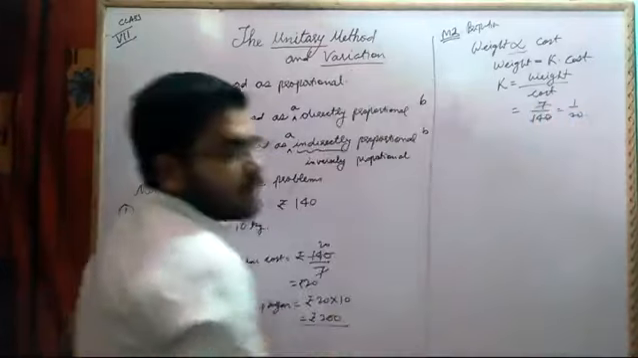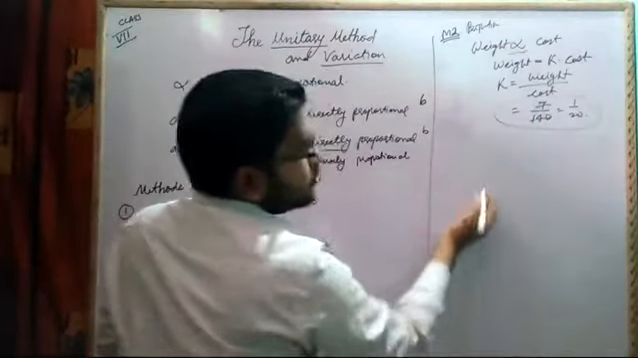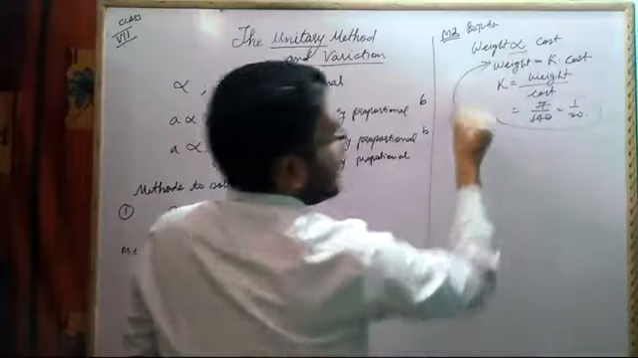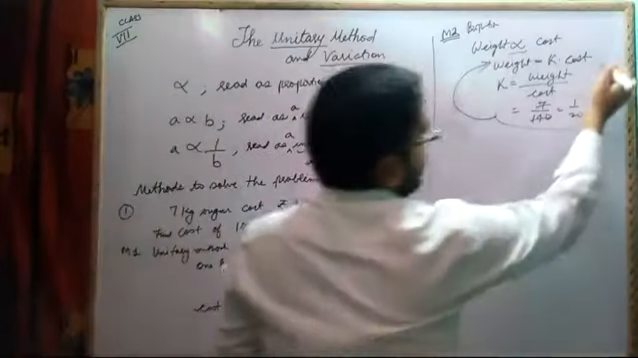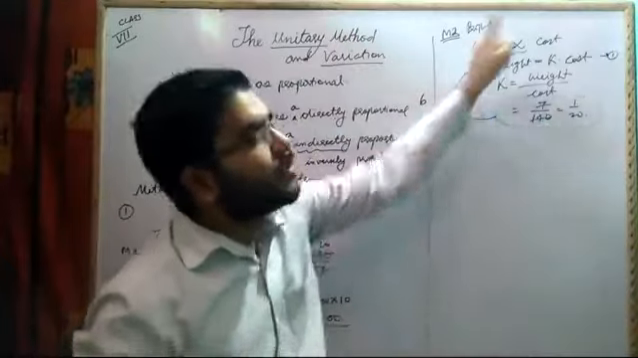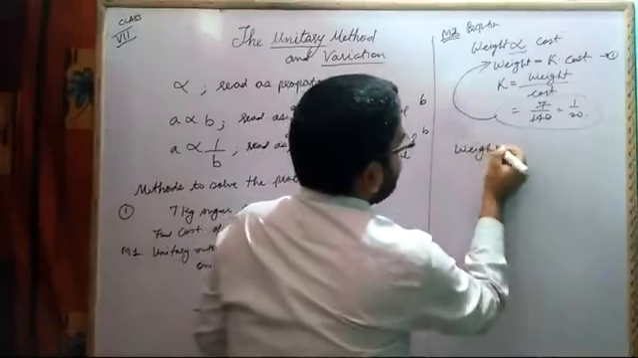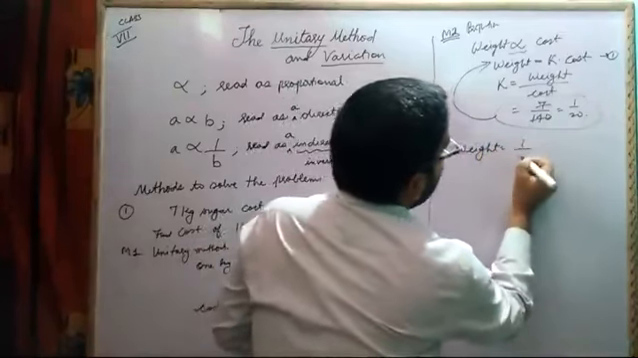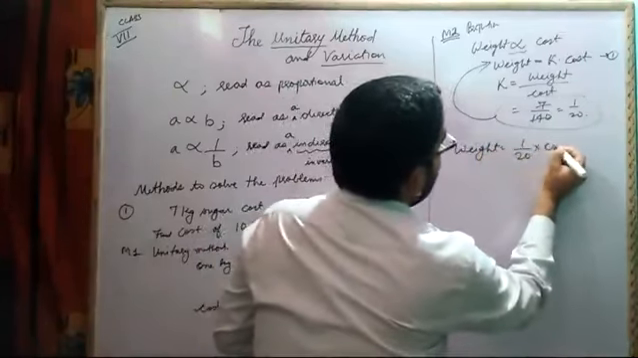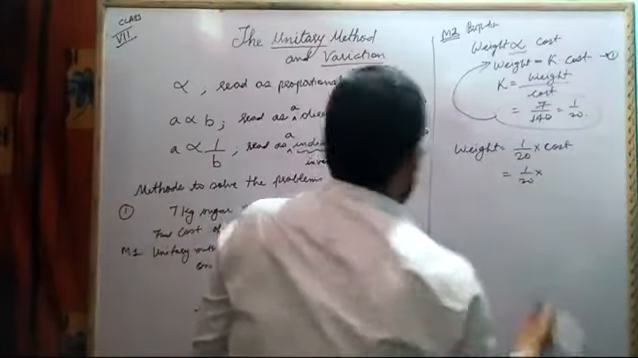120, 1 by 20. Now after getting the value of k, what we have to do? We have to substitute the value of k in equation 1. If it is equation 1 we have named, then we will put the value of k in equation 1. So W, that is weight, is equal to 1 by 20 into cost.